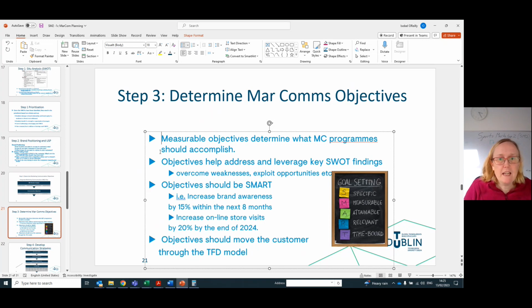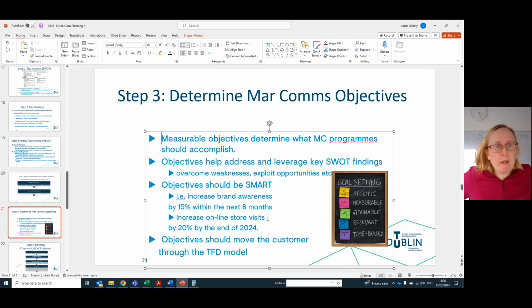Just brand awareness would not be specific enough. We would want a different objective for Facebook, for TikTok, for LinkedIn, if we're targeting perhaps professionals, whatever social media account we're using, we should have a different objective set for that. So they are really specific. So we want to increase the number of followers on TikTok by 15% over 8 months.